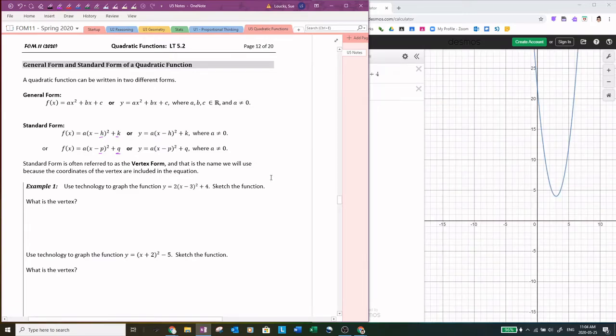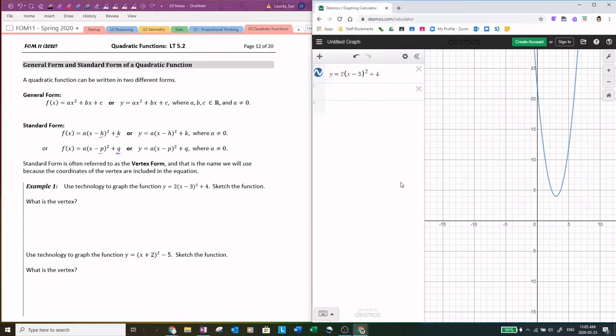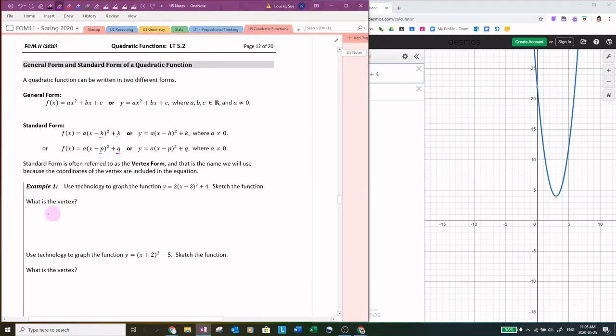Okay, let's do an example using the vertex form. We'll use our technology to graph the function 2 times x minus 3 all squared plus 4. So I have that graph there. What is the vertex of this? If I just click on the graph, it highlights the vertex for me, and the vertex is 3, 4.